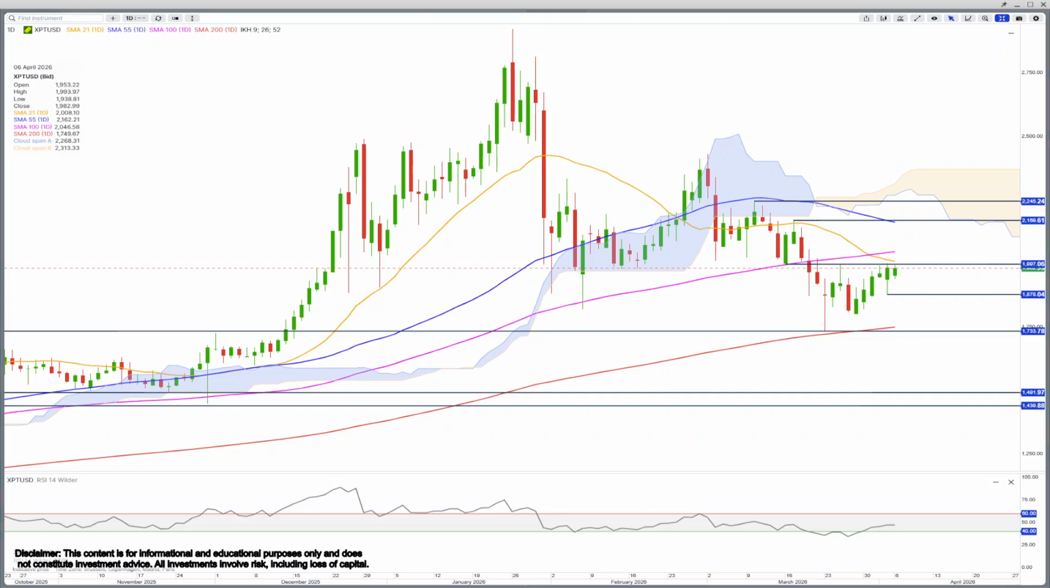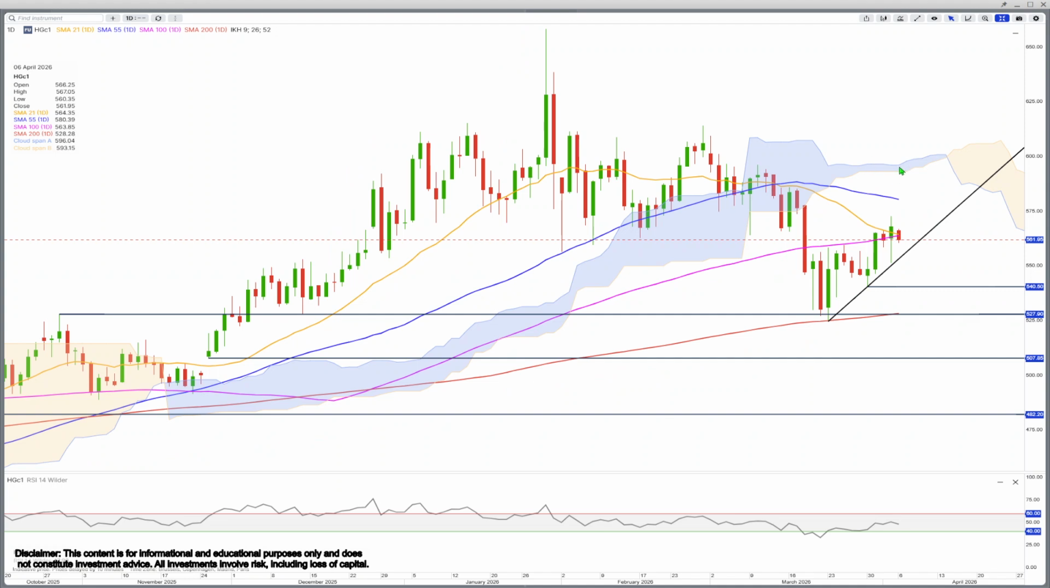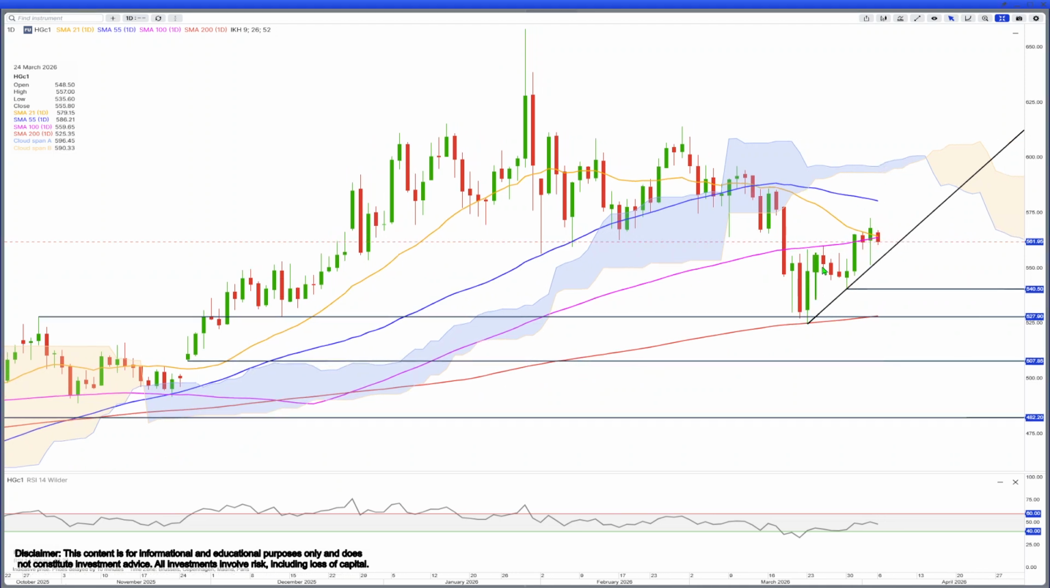And let's just throw the copper into the mix. Copper slowly rising trend there, but still negative sentiment. We are below the cloud. We are below the 55 moving average, trading around the 100. So I think we could see it turning around again. So if it takes out the rising trend line there, and if it takes out 551, well, then we could see another push down to around the 525.